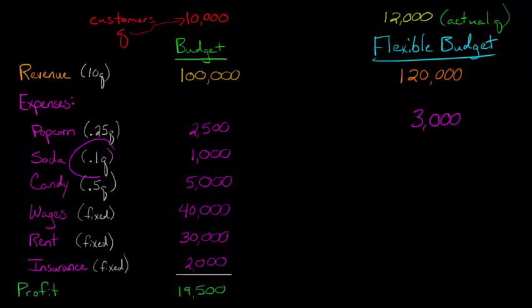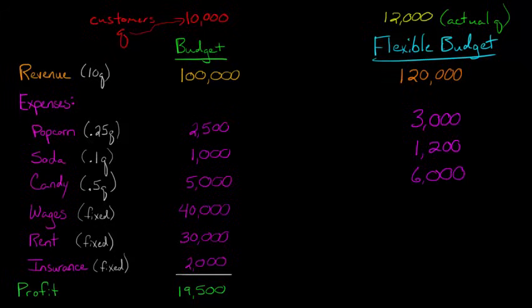Similarly, our soda is 0.1Q. What's our Q under the flexible budget? It's 12,000. So we're going to take that 12,000 and multiply it by the 0.1. That's going to give us 1,200. And in the interest of time, I'm going to run through some of these a little faster. So our candy expense would be 6,000, just following our formula.